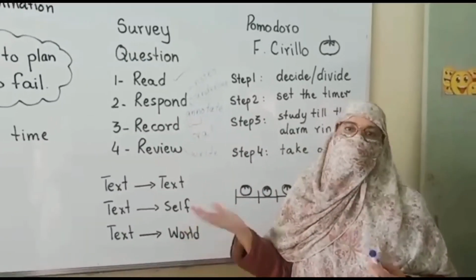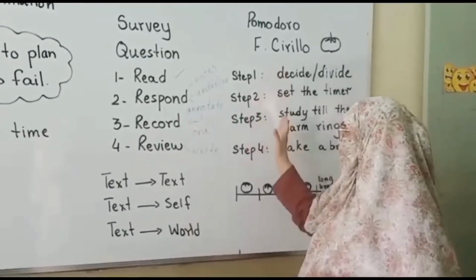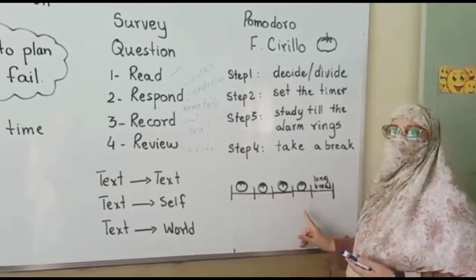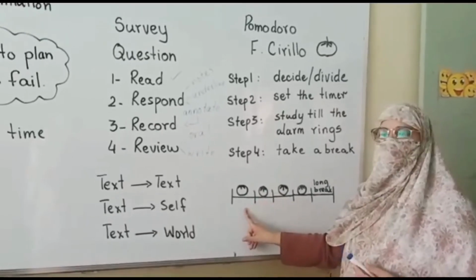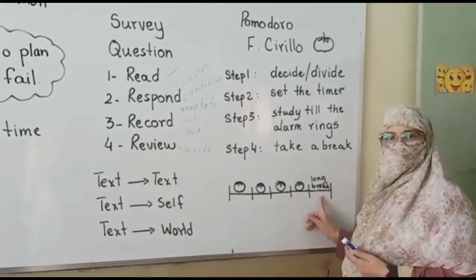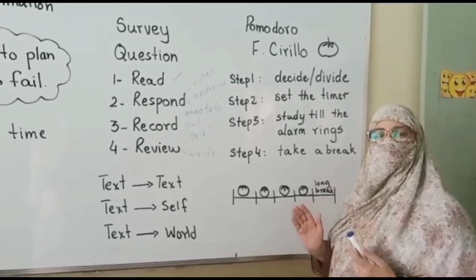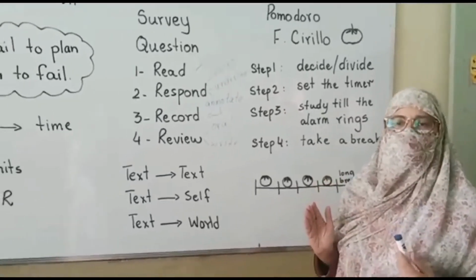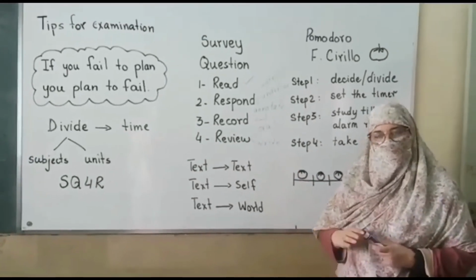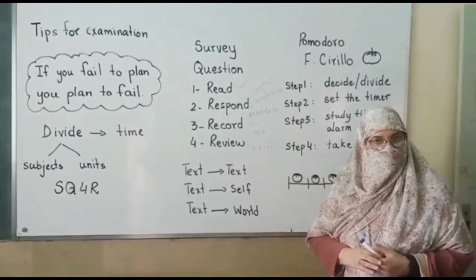After 5 minutes, you come back and repeat these steps again for 25 minutes. When you have done 4 Pomodoros, 25 minutes study, 5 minutes break, when you have done it 4 times, you take a longer break. So that is how you carefully plan your time and spend 4 hours studying each unit or whatever subject you have chosen for that day.